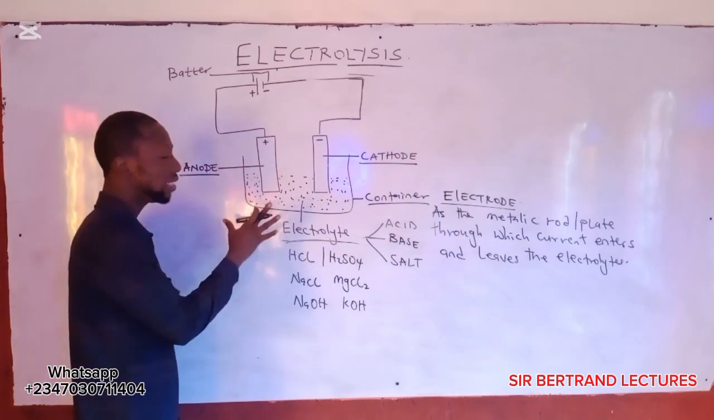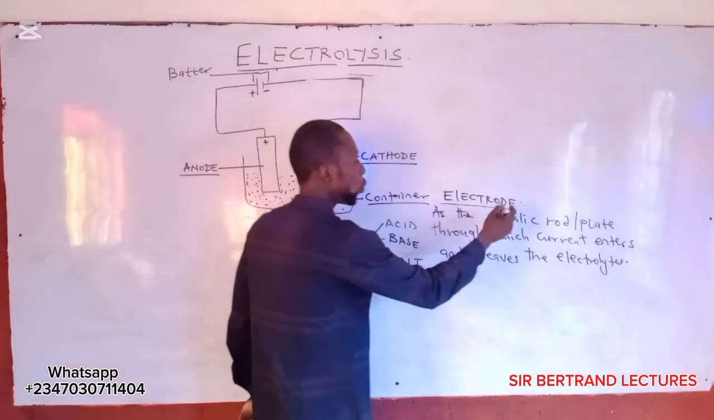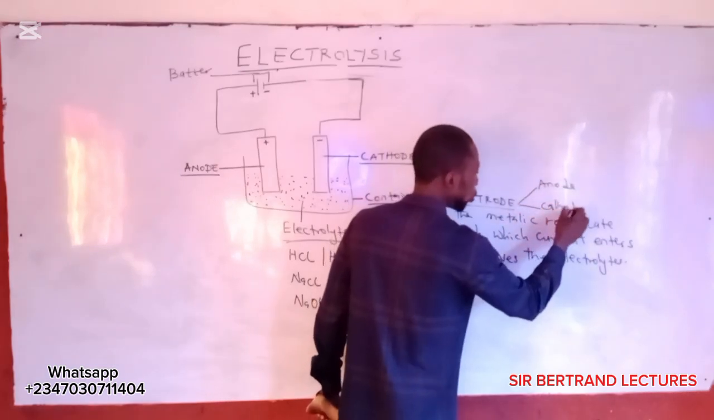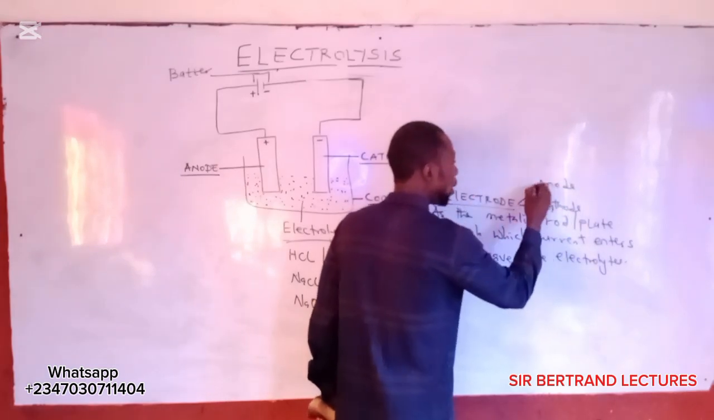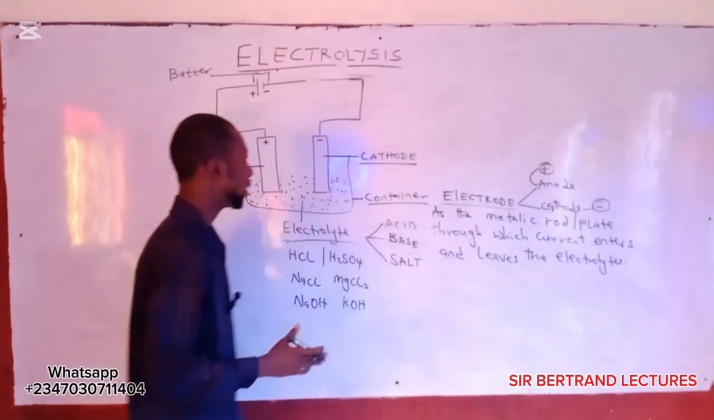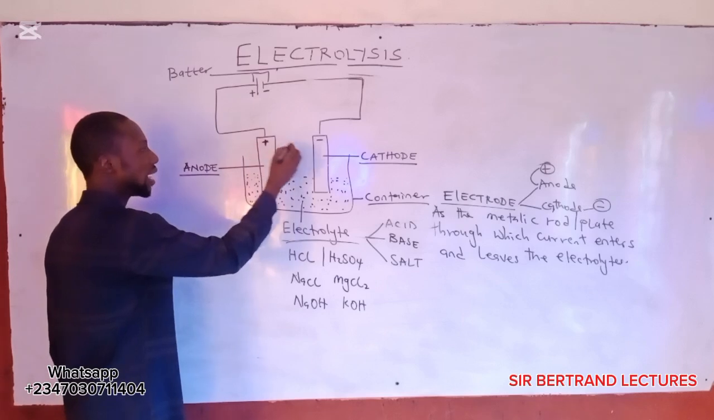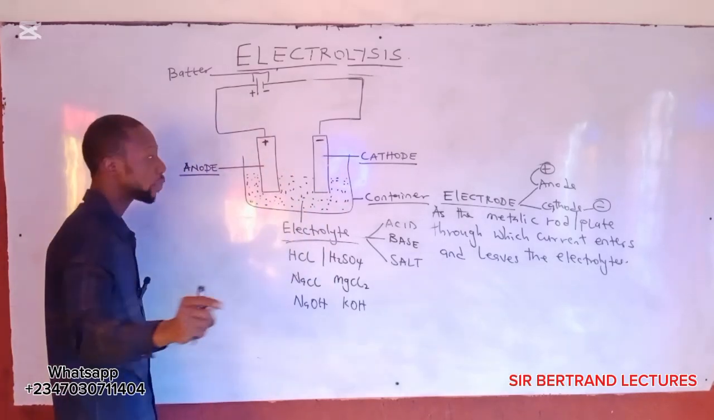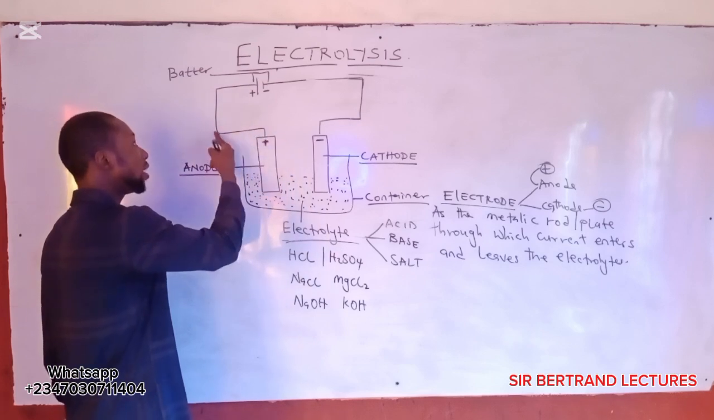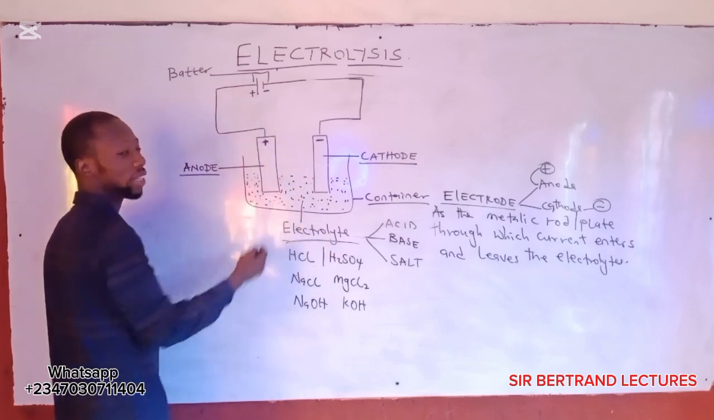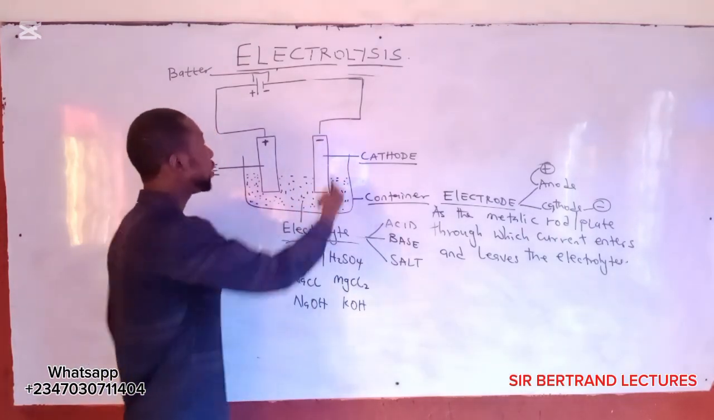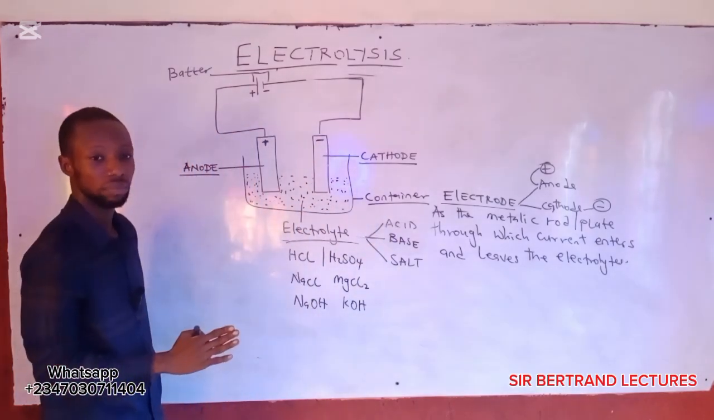That is to say, these are the two types of electrode. We have anode and we have cathode on the board. Anode is the positive plate, while cathode is the negative plate. As we have here, this is positively charged and this is negatively charged. Don't forget that the anode that is positively charged is connected to the positive pole of the battery, while the cathode that is negatively charged is connected to the negative pole of the battery.